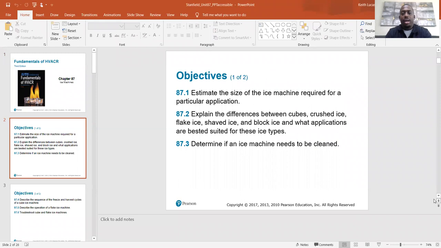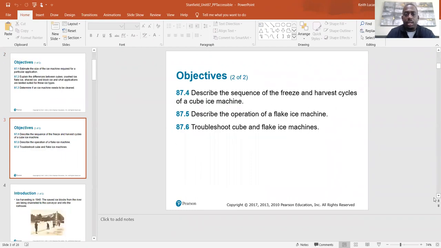The objectives are: estimate the size of an ice machine required for a particular application. Explain the differences between cubes, crushed ice, flake ice, shaved ice, and block ice, and what applications are best suited for these ice types. Determine if an ice machine needs to be cleaned. Describe the sequence of the freeze and harvest cycles of a cube ice machine, and describe the operation of a flake ice machine. Troubleshoot cube and flake ice machines.